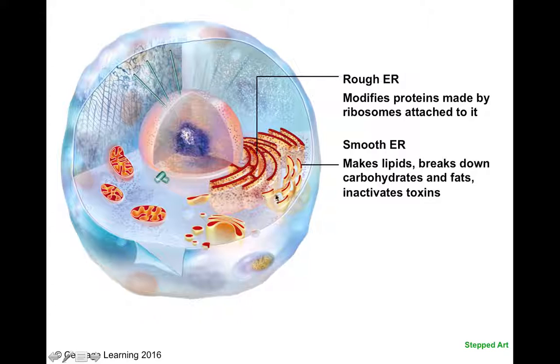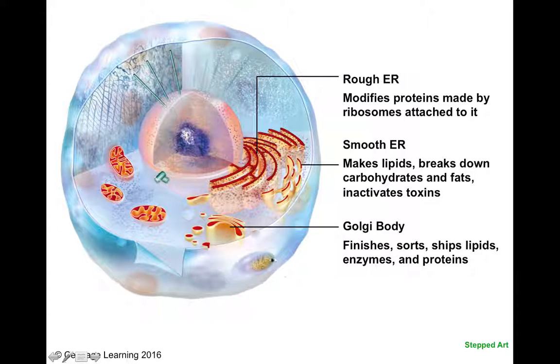Now next to it is the smooth ER, and they call it smooth because there's no ribosomes on it. It'll make lipids, it'll break down carbs, it'll detox certain substances, and so smooth ER does a very different job from rough ER, but they're both very important. We have the Golgi body. It looks a little like the smooth ER, just a little less like coral reef and a little more like messed up pancakes, and you're at Golgi body.